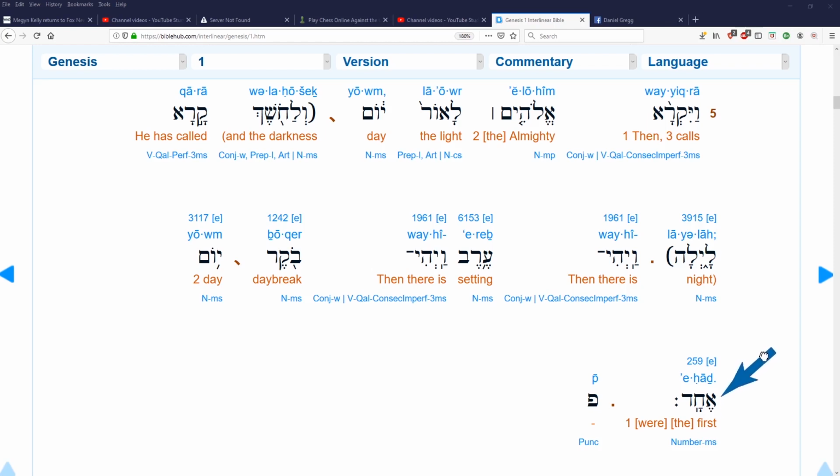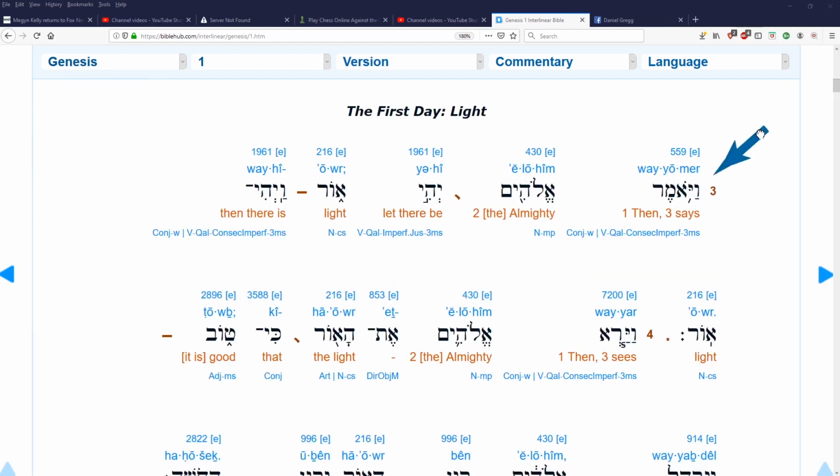1st, 2nd, 3rd, 4th, and so on. I will translate it literally in this case. Day 1. This is clearly a noun-adjective relationship. Day being noun, and the word echad after it functioning as an adjective. So I will put some numbers on it to indicate an English order. There we go. In English, we put adjectives first. 1 day. Then there is setting. Then there is daybreak. 1 day.